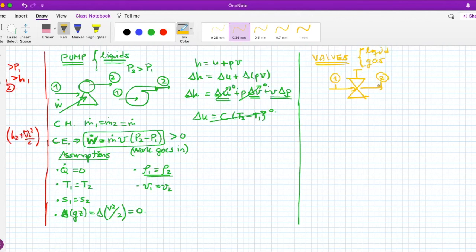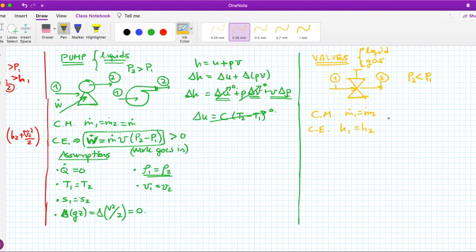With valves, the basic idea of a valve is to reduce pressure. You want this to happen. So what valves do is regulate the flow, but they do it by decreasing pressure. That's one of the ways to know about it. Conservation of mass will take you to m1 equals m2. Conservation of energy will take you to, well, it's pretty simple: the enthalpy is the same between 1 and 2.